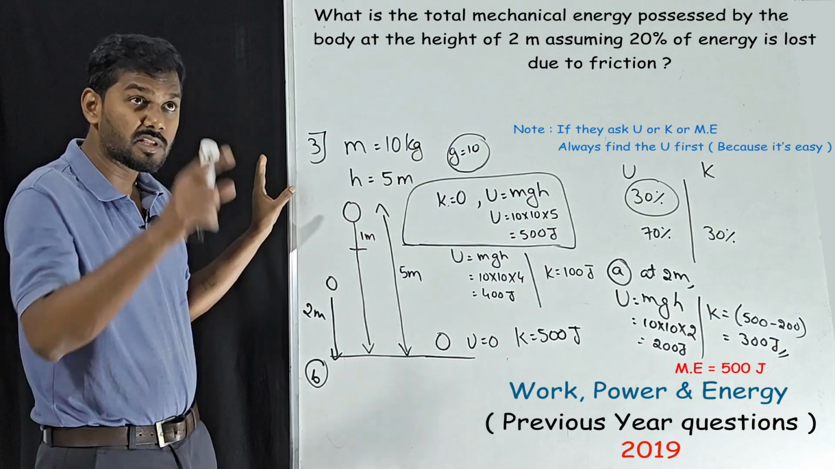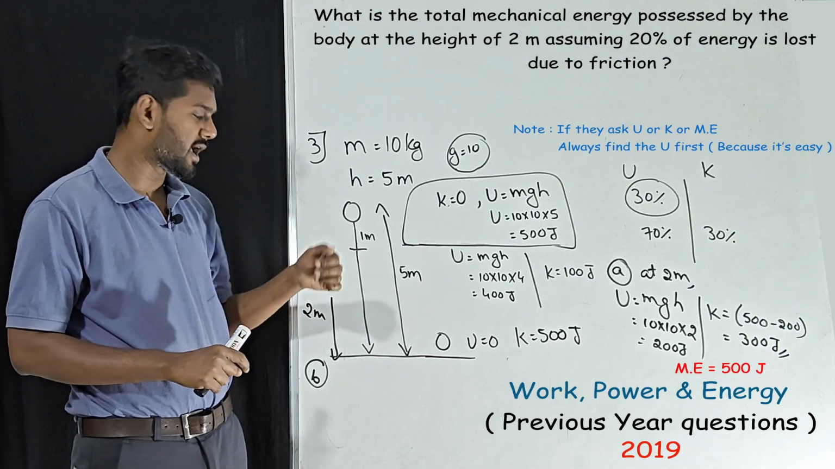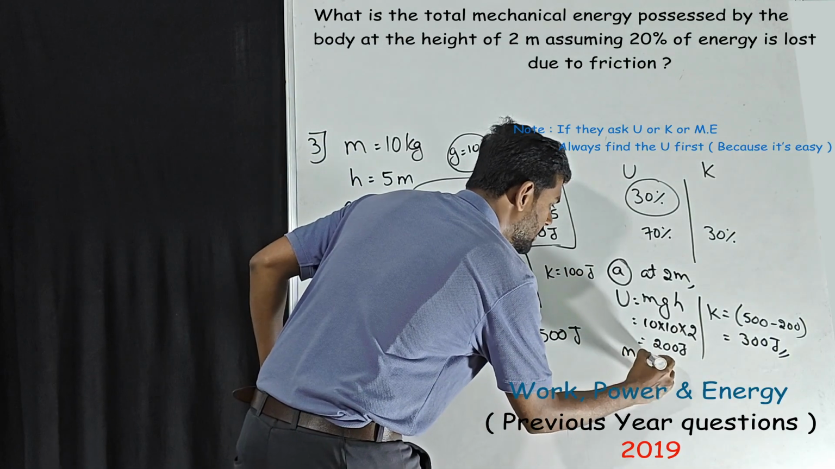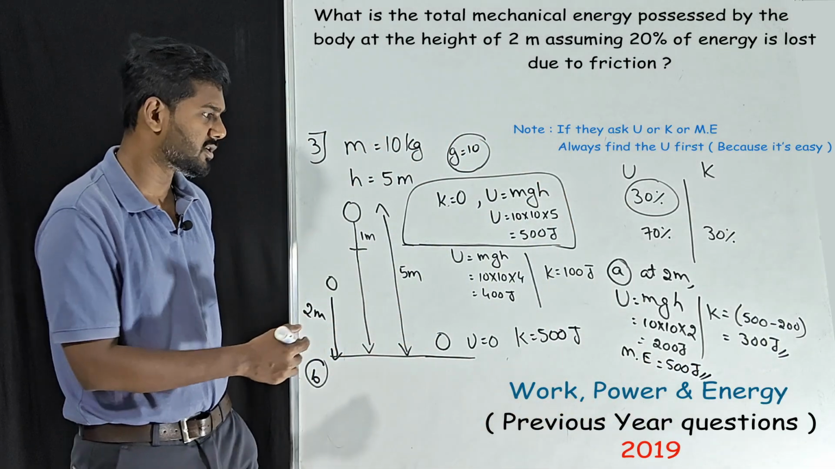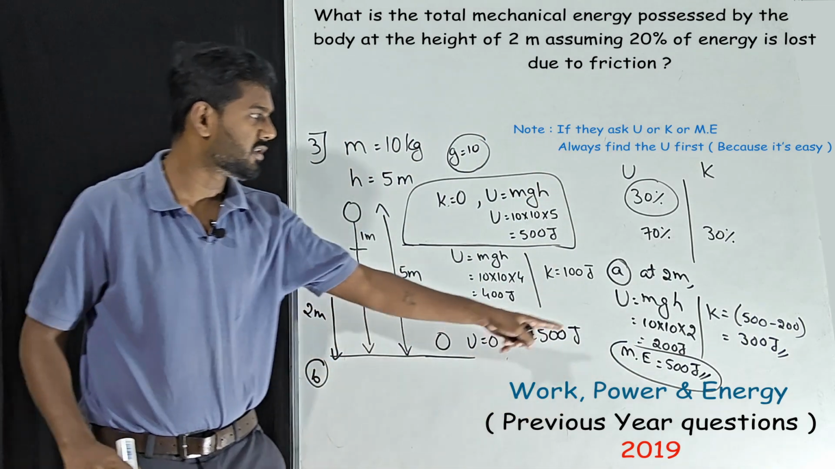Understood? See, the same question, sub question A: find the total mechanical energy possessed by the body at a height of 2 meter. Here the total mechanical energy for this question is 500 joules. Now this is the answer for the first sub question.